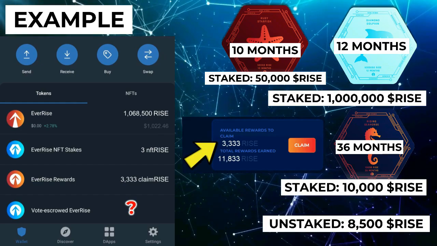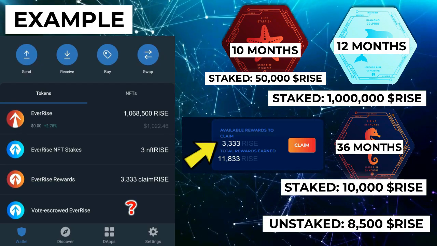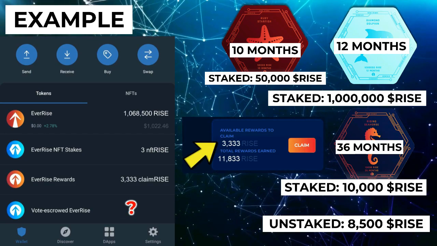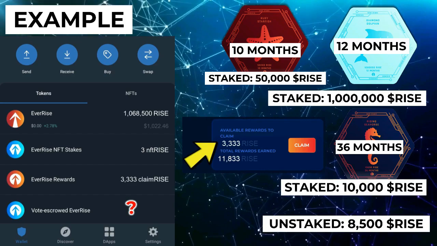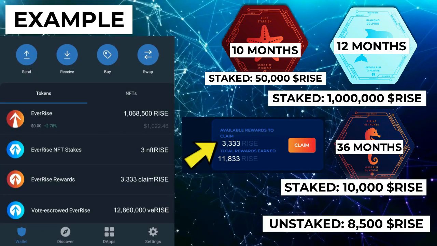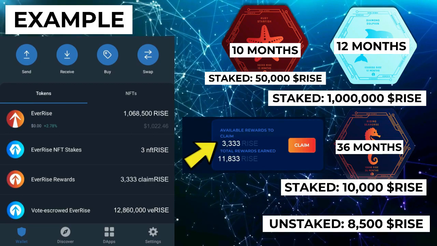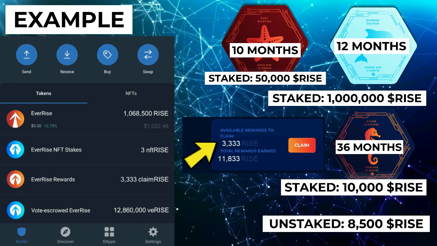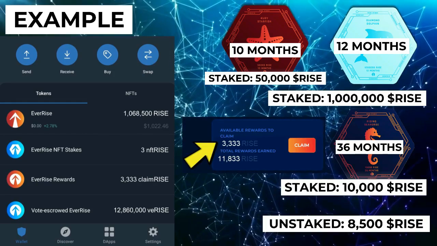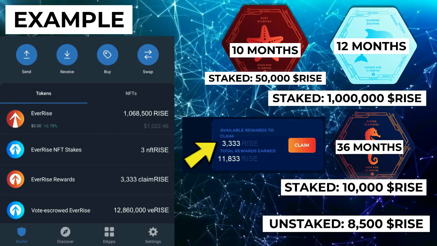And for veRISE we now have more veRISE. Our new NFT gives us 10,000 times 36. 10,000 is the amount of RISE in the NFT stake, and 36 is the duration of the NFT stake, 36 months. So we have 360,000 veRISE more. So our new veRISE total is 12,860,000 veRISE.